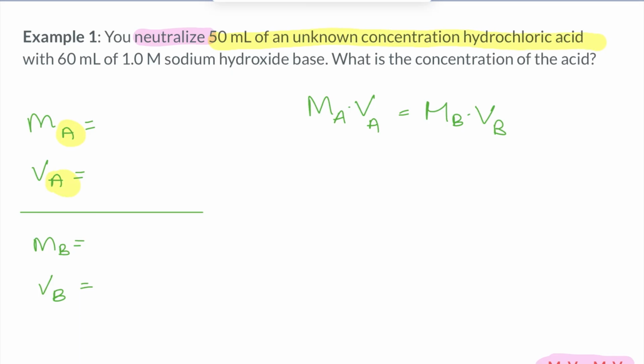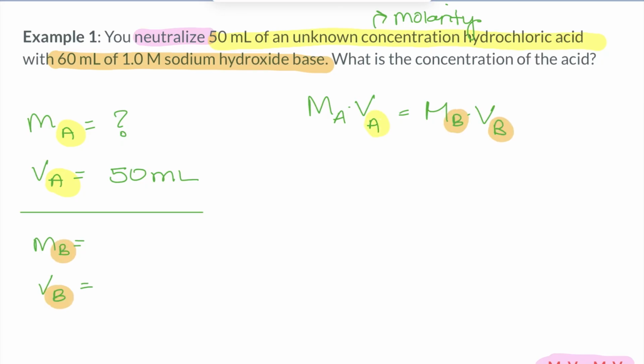So we've got 50 milliliters of an unknown concentration hydrochloric acid. This is talking about our acid, so we've got 50 milliliters of our acid. We don't know the concentration of the acid. Concentration is molarity, and that's what I am looking for in this problem. It says it is neutralized with 60 milliliters of 1 molar sodium hydroxide base. So there's my base, 60 milliliters, and the concentration is 1.0 molar. Now I know I have 3 of these variables, so I can find the 4th.